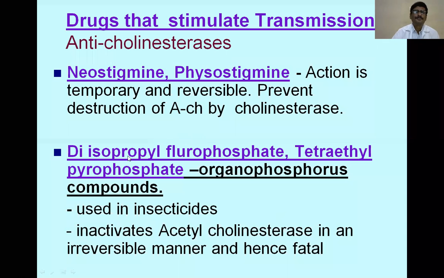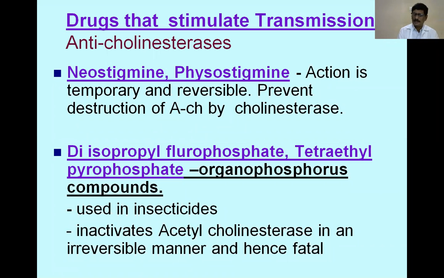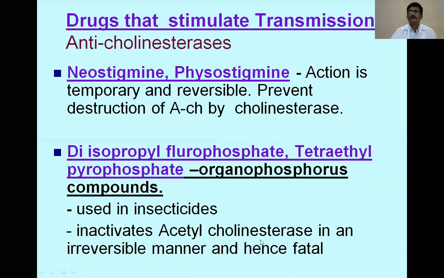So that's why when some people attempt suicide with organophosphorus compounds, most of the time it is lethal, because it inactivates acetylcholine esterase permanently, thereby causing initial spasm, and later there will be neuromuscular blockade. It will be fatal because they cause spasm, even spasm of the laryngeal muscle, etc., which can lead to death.